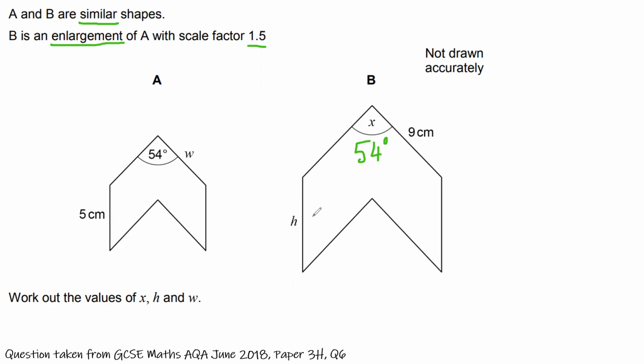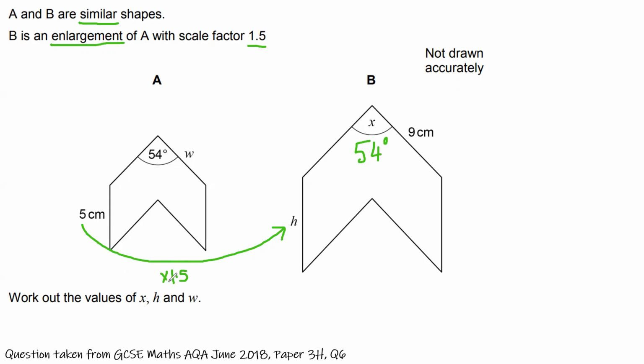Okay, so the next one that's probably the next easiest to work out will be H. We've been given 5 centimeters here. We know that because this shape is 1.5 times bigger, this side length will be 1.5 times bigger.